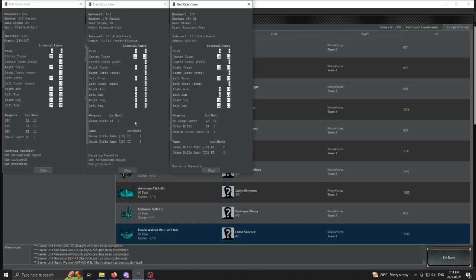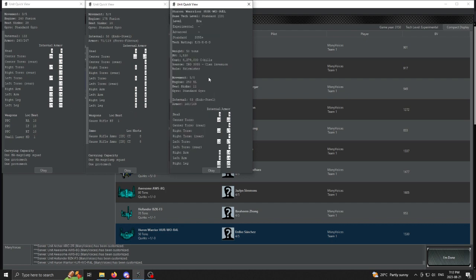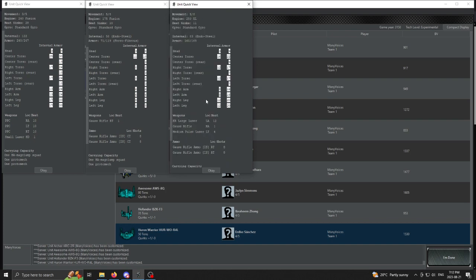For example, if there's a hill on your side of the map and you want to climb up there and use it as a sniping perch, an Awesome is probably going to take 2 or 3 turns to get up there, whereas a Hollander might only take 1 turn. If you look at the Huron Warrior, it's kind of similar to the Awesome. It's dedicating a lot of its tonnage to armor, it's dedicating a lot of its tonnage to the long-range weapons, and it can't quite fire them every turn.